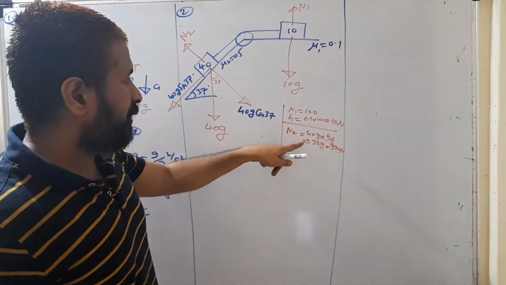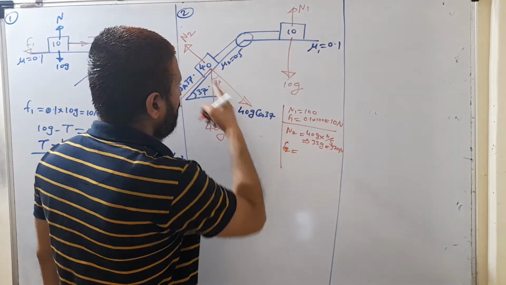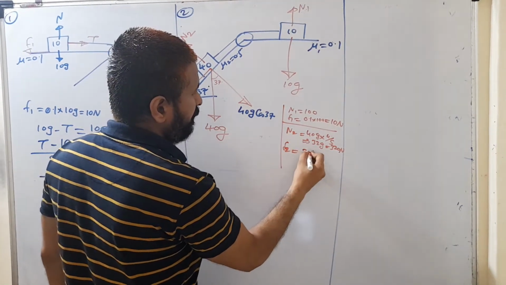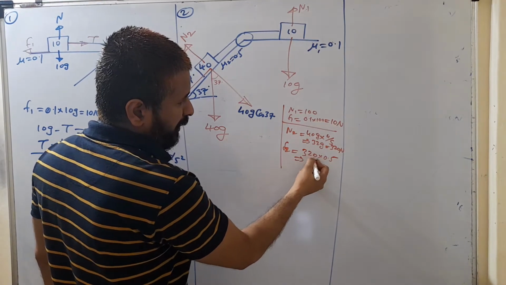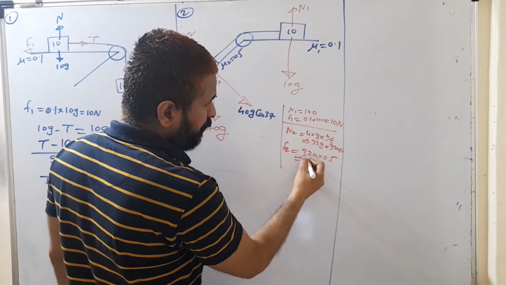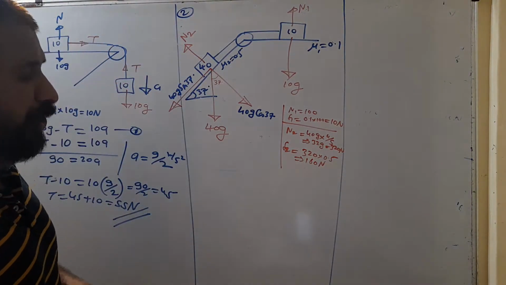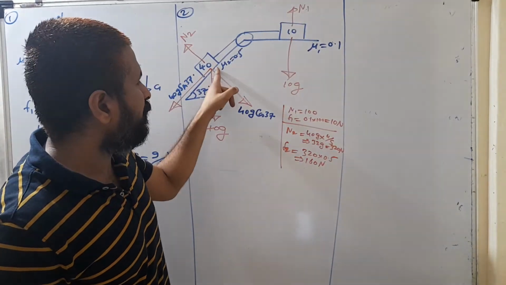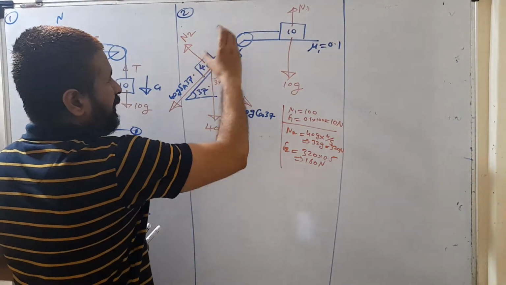The normal force here is what? 320 Newton, and frictional force F2, the frictional force which is acting here. So 320 into 0.5. So we are going to get half of this. So 320 का half कितना हो जाएगा? 160. 160 Newton. So frictional force acting on this block is just 10 Newton, and frictional force acting on this is 160 Newton. Up, because this block has tendency to move down.